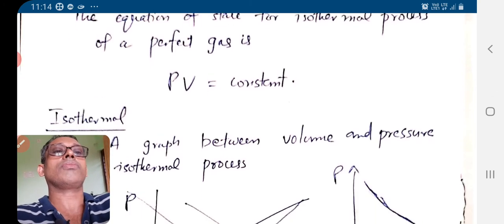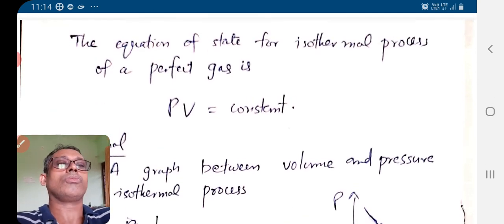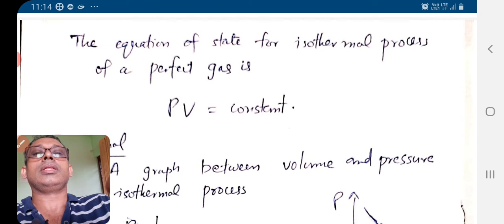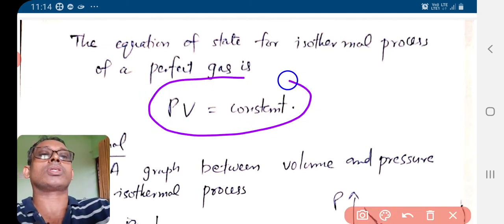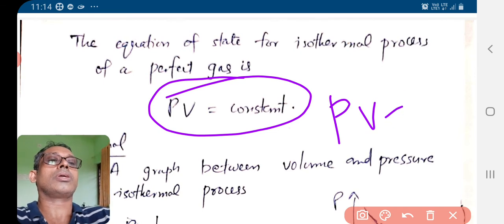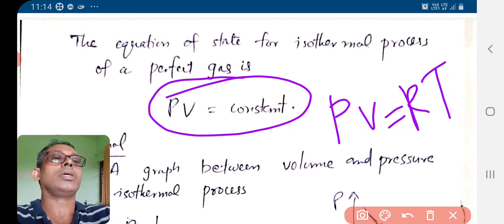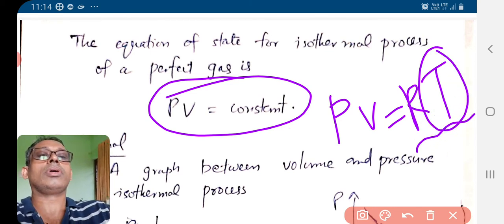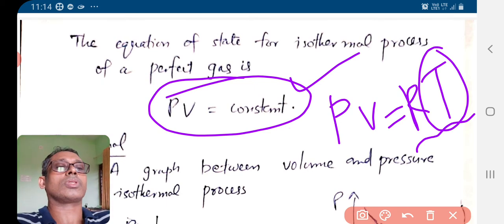The equation of state for an isothermal process for a perfect gas is PV equal to constant. We know for a perfect gas PV is equal to RT. This is the equation of state. Here the temperature is constant. Since temperature is constant, we have PV equal to constant.